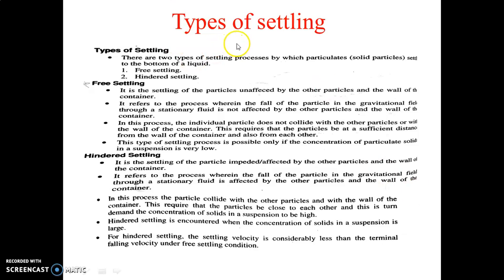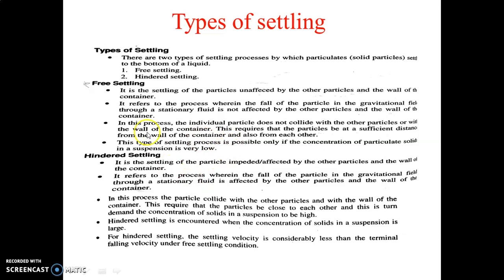Before going into detail on sedimentation, we have to study the settling process. So what is meant by settling? It is just the particle settling in the liquid medium. There are two types of settling. The first one is free settling and the other is called hindered settling.